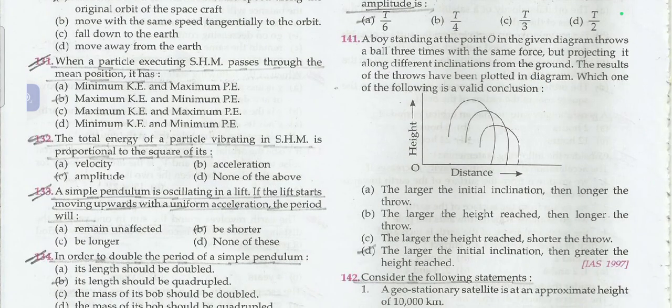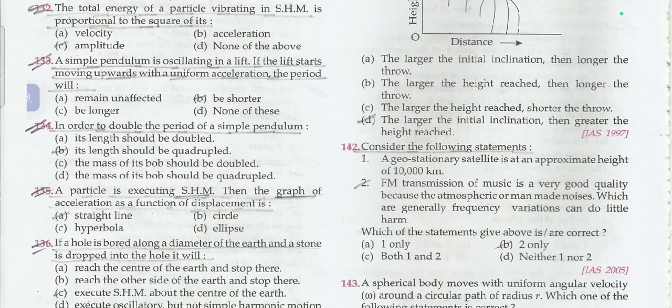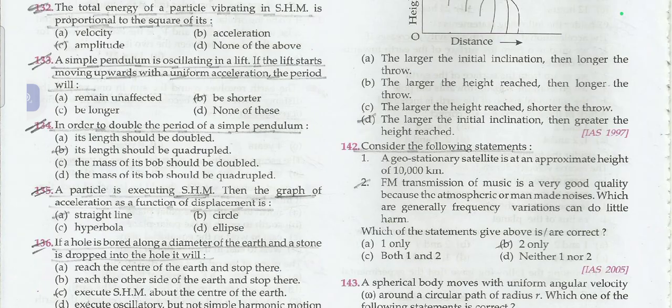A boy standing at the point O in the given diagram throws a ball 3 times with the same force but projecting it along different inclinations from the ground. The results of the throws have been plotted in the diagram. Which one of the following is a valid conclusion? The larger the initial inclination, the greater the height reached.